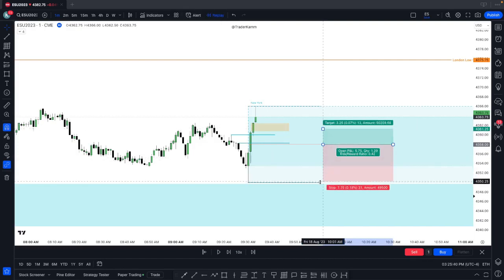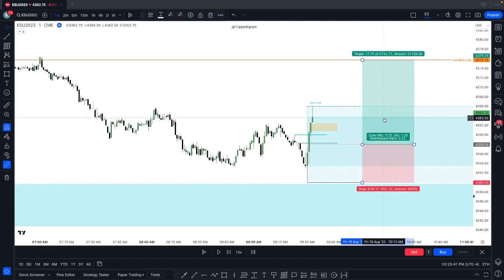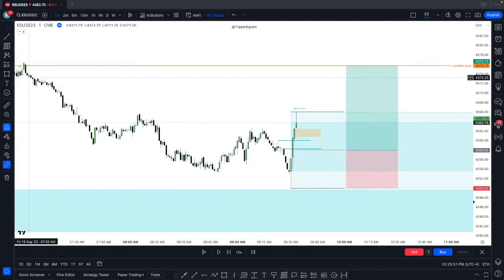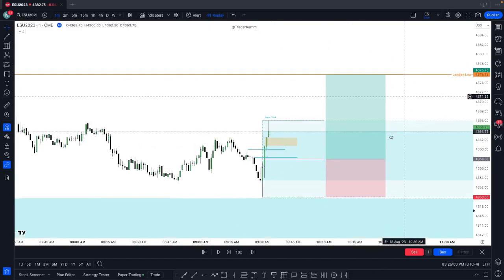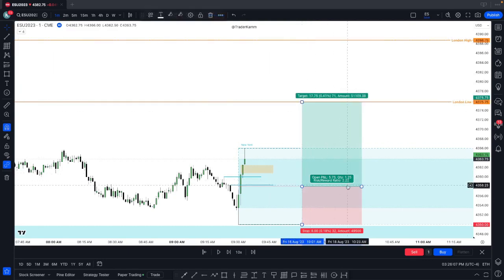put our stop there. And depending on how low you are, you could target the low instead of the high as liquidity, because as ICT teaches, whatever might be a draw on the downside could always become a draw back to the upside, or vice versa. So we could target the low, or we can go as high as London high. So let's say we're doing the low, that's still 2.22 R, and it's over 17 points.